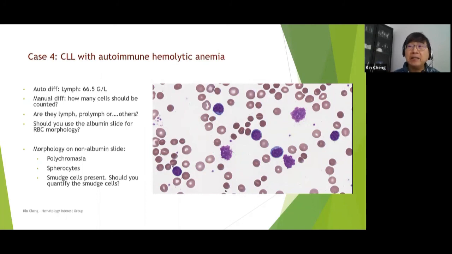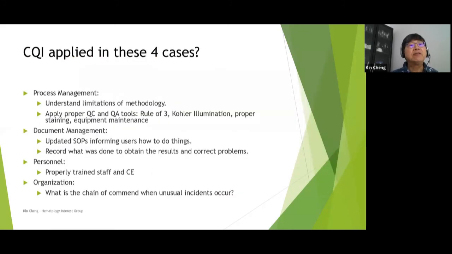Even better, you should report the automatic differential. If after you scan the slide you realize that these lymphocytes are truly lymphocytes and not prolymphocytes and not blast cells, then the best thing is to go back to the automated diff, because the automated diff is oftentimes much more accurate than your manual diff. Okay, so that's case 4. I think that's all 4 cases.